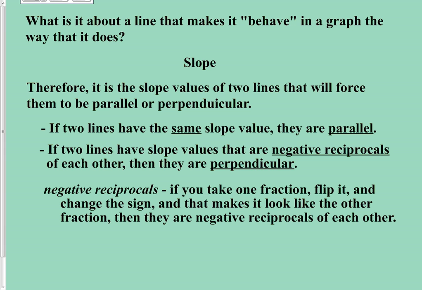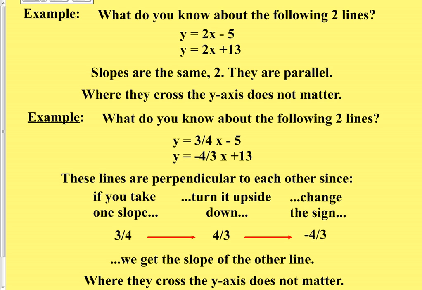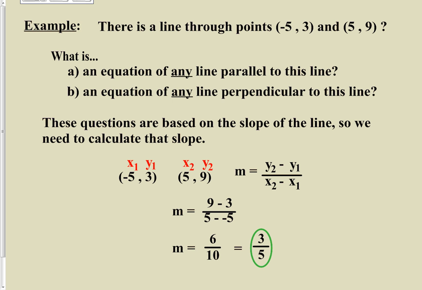If by changing the sign and turning it upside down, it does not match that other slope, well, you have two lines that are going to hit, but they are not going to form a right angle at that intersection. I believe the rest of this was just demonstrating that point.